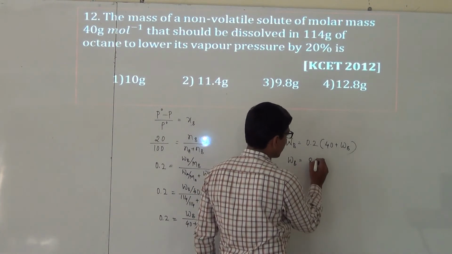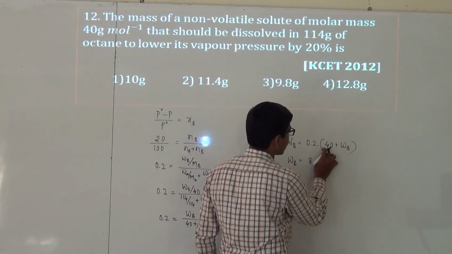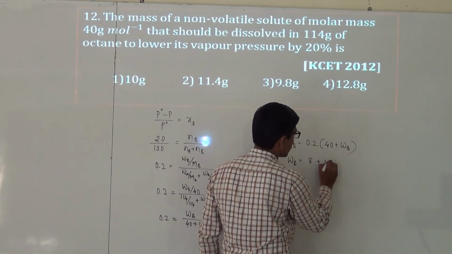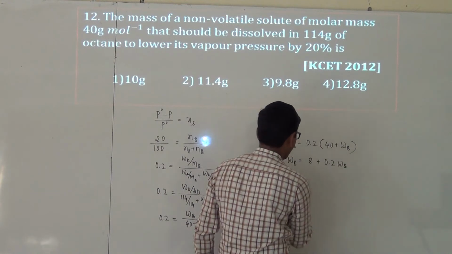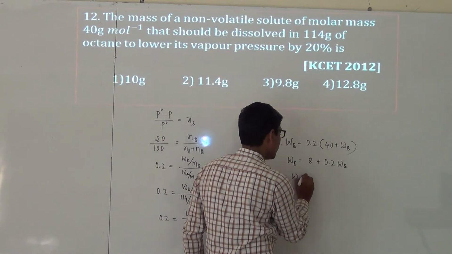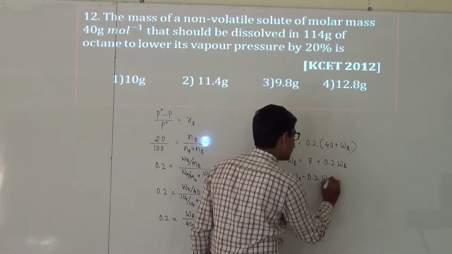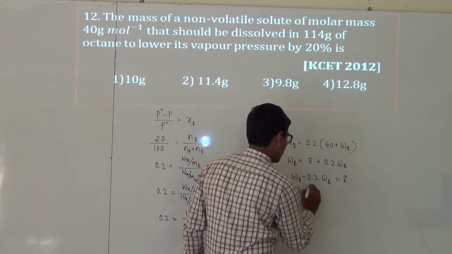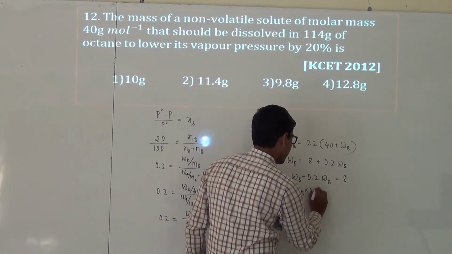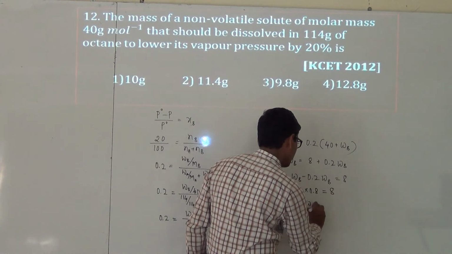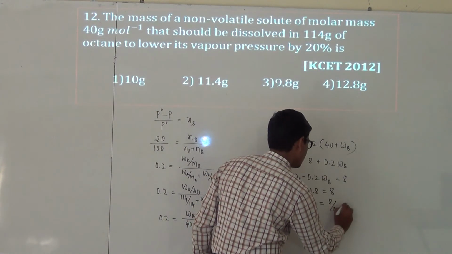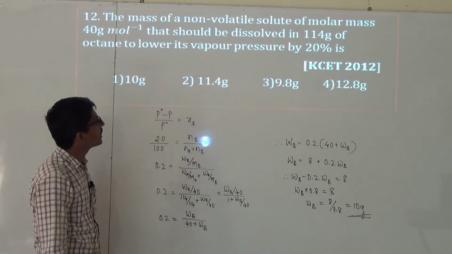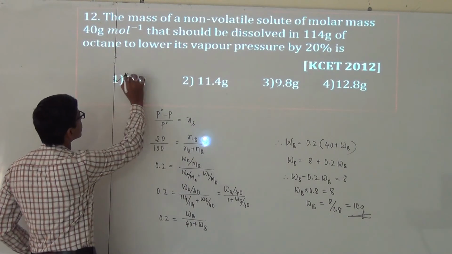WB is equal to 0.2 times 40, which is 8, plus 0.2 WB. Therefore, WB minus 0.2 WB is equal to 8. WB into 0.8 is equal to 8. WB is equal to 8 by 0.8, which is 10 gram. The mass of the non-volatile solute is 10 gram. First option is correct.